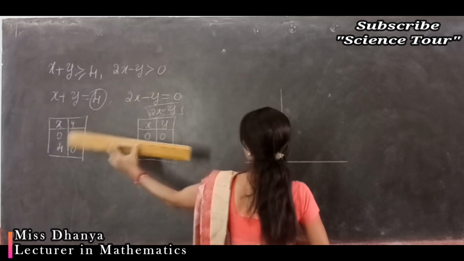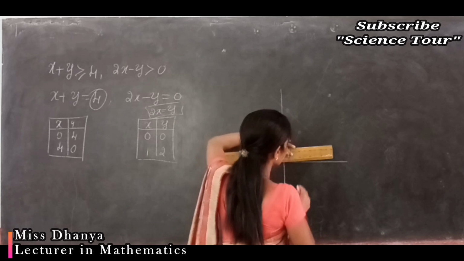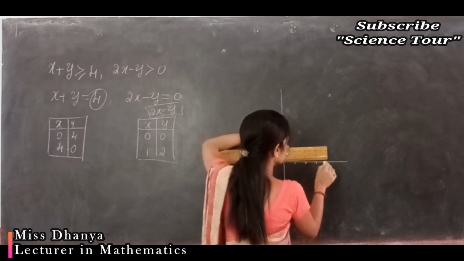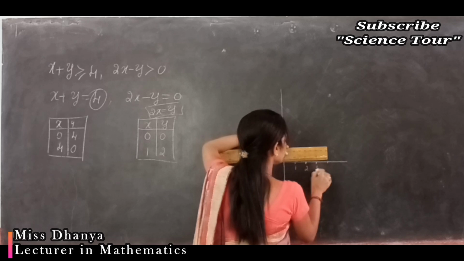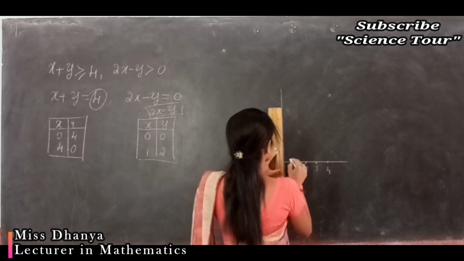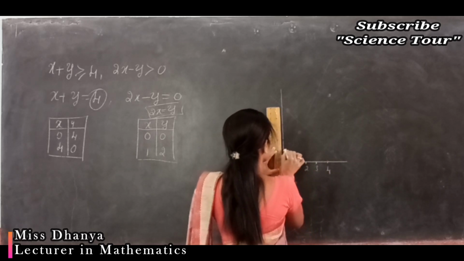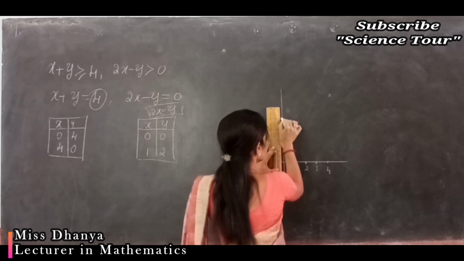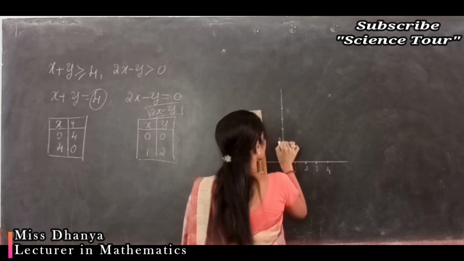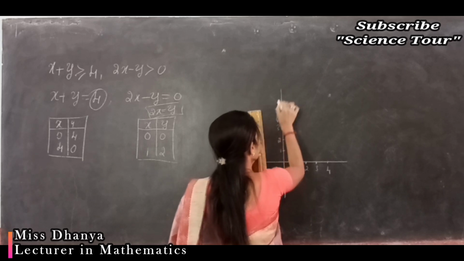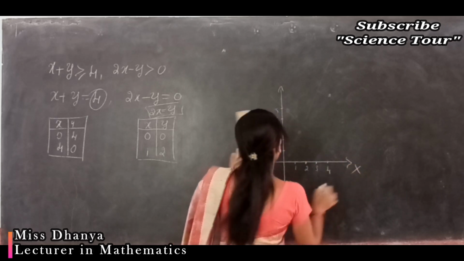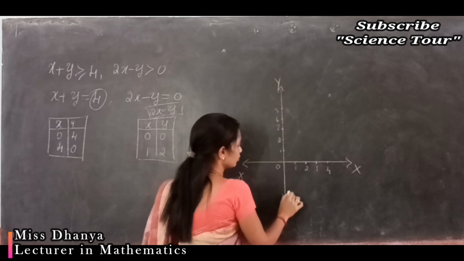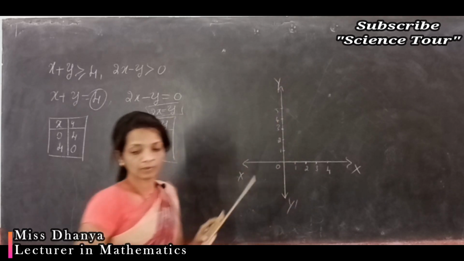On the x axis and on the y axis we need up to 4 maximum, up to 4. 1, 2, 3, 4. On the y axis also up to 4 is enough, minimum you have to mark 4. 1, 2, 3, 4, 5, etc. X O X dash, that is the x axis, and Y O Y dash, that is the y axis.